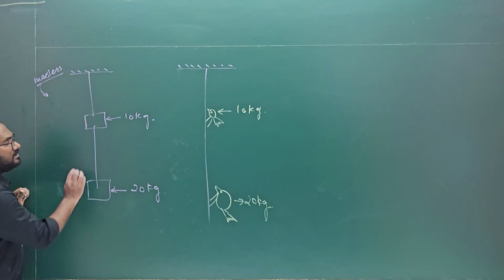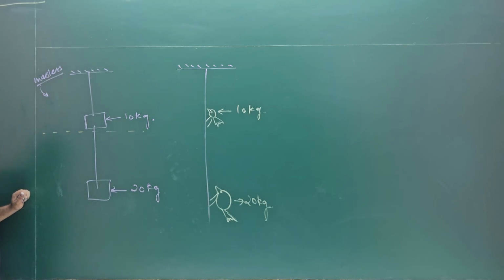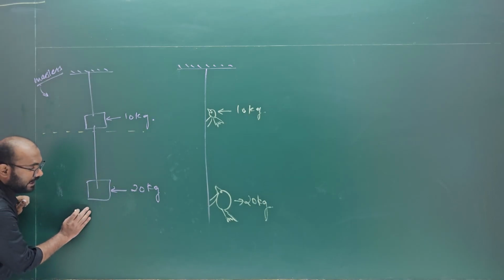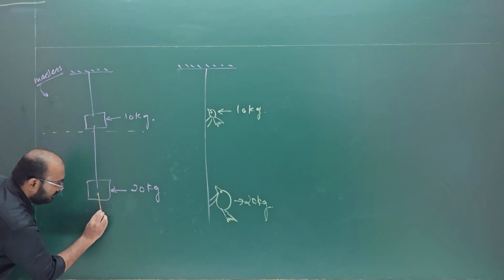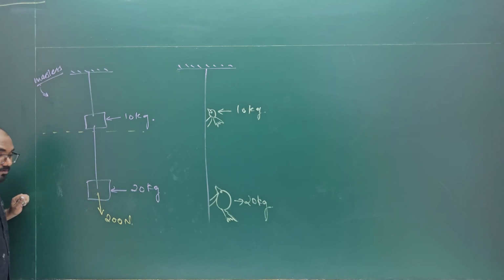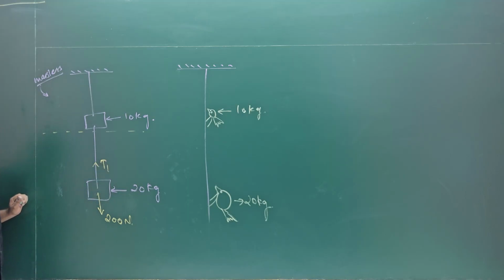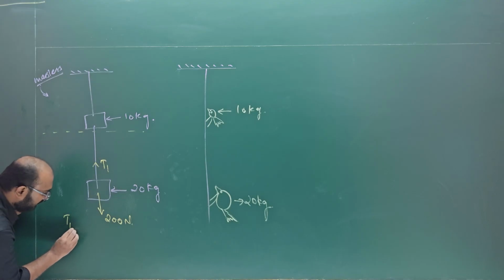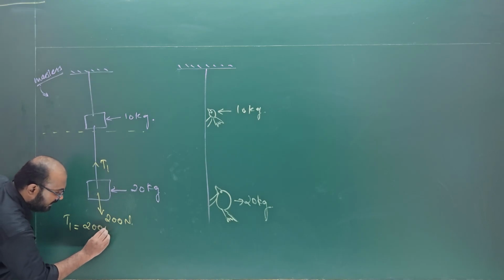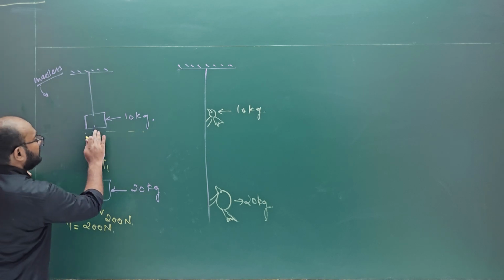Okay, let us try to understand this. First tell me the mg. In this case, just look at the bottom portion. What will be the mg acting on this block? 200 Newton. So can I say 200 Newton is acting in the downward direction? Yes or no? Let's say T1 is acting in the upward direction. So can I say that T1 is nothing but 200 Newton? Can I write it like this? Yes or no? Okay. Now forget about this.